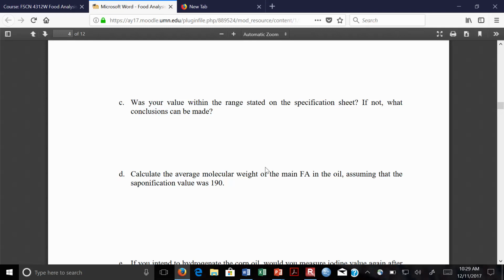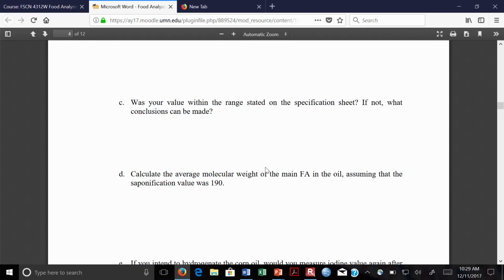No. Adulterated by an oil with higher molecular weight triglycerides or lower molecular weight triglycerides? Lower. Because a higher saponification value is correlated with lower molecular weight.